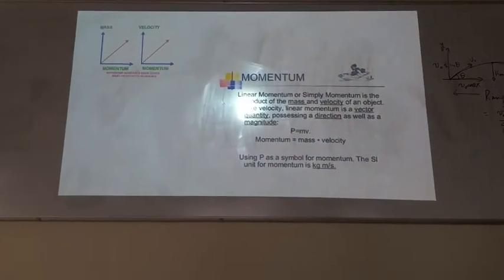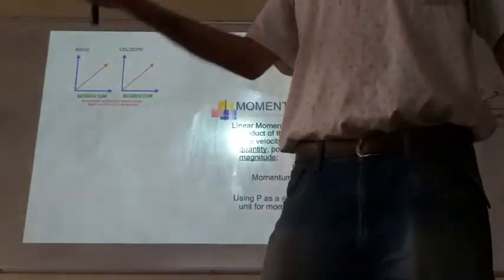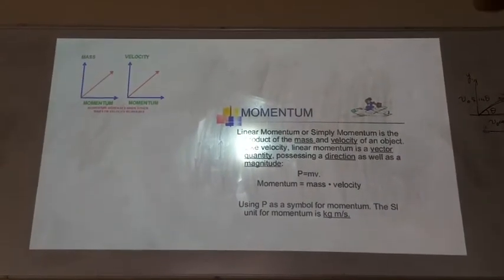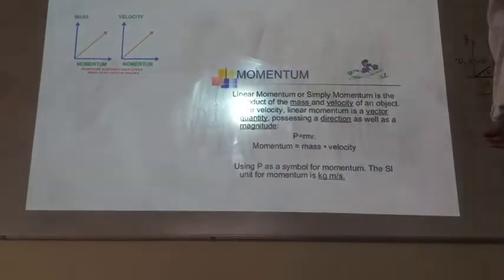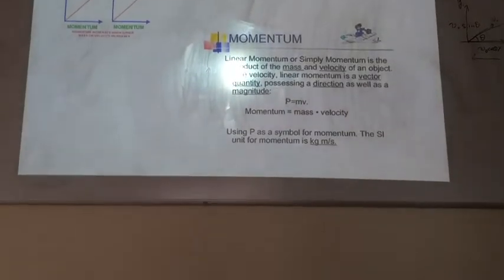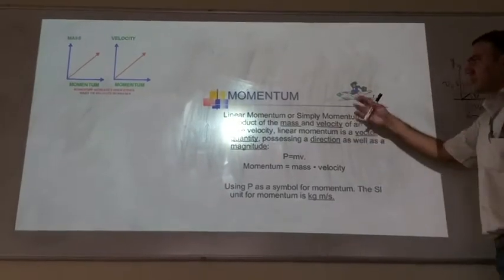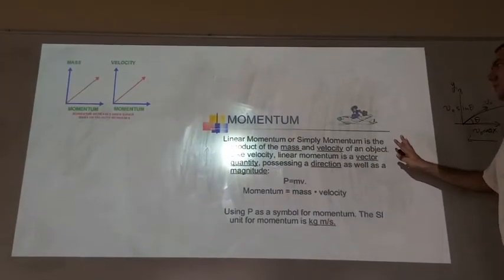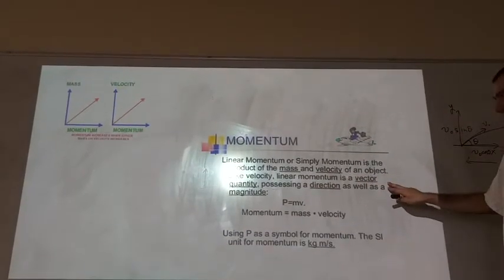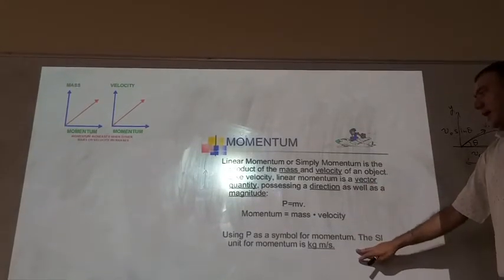And the momentum can be increased or decreased depending upon both the mass and the velocity. You might have a huge mass and a low velocity, or a low mass and an increased velocity to give you the same momentum, because it's a product of the two. So that's basically the summary of this slide. Linear momentum, or simple momentum, is a product of mass and velocity of an object. Like velocity, linear momentum is a vector possessing a direction as well as a magnitude. This is how it's defined, and these are the units.